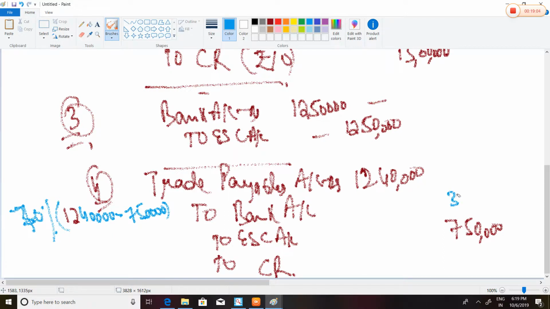3 lakh 40,000 here, and the balance 1 lakh 47,000 here. Okay, I hope you got this entry.